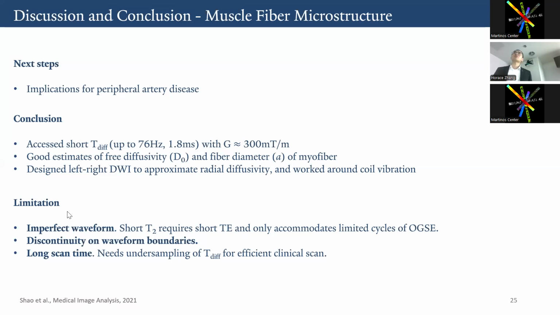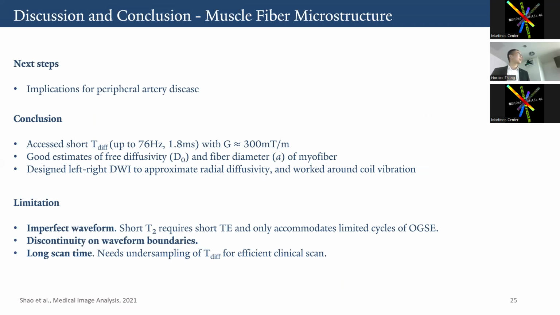So, of course, it has some limitations. For example, the imperfect waveform. The short T2 requires a short TE, so it does not accommodate many cycles of OGSE. That's why it cannot achieve a very perfect frequency distribution. And there are discontinuities on the waveform boundaries. Also, the scan time is pretty long, so we might need to consider undersampling the diffusion time to afford an efficient clinical scan.